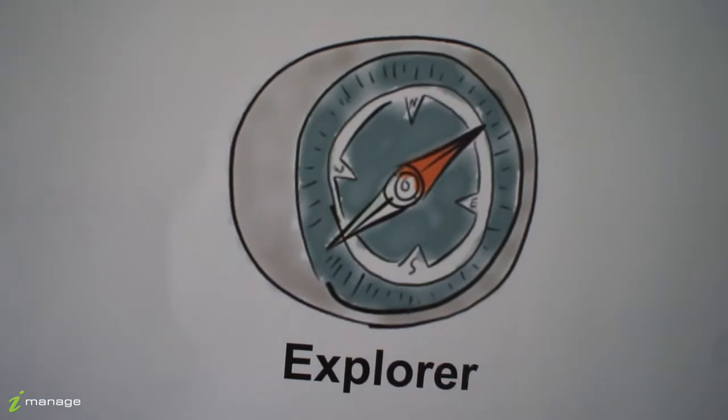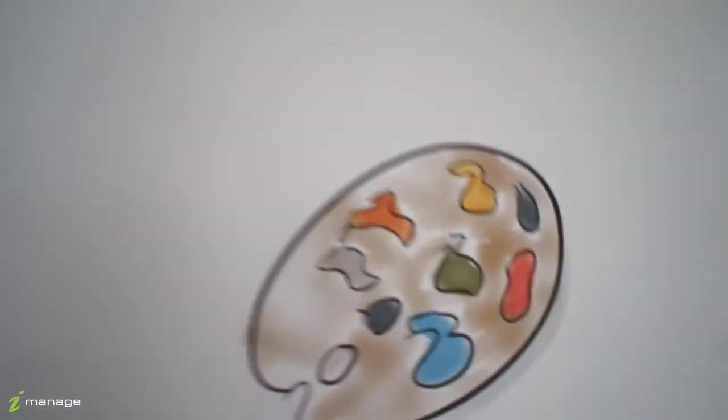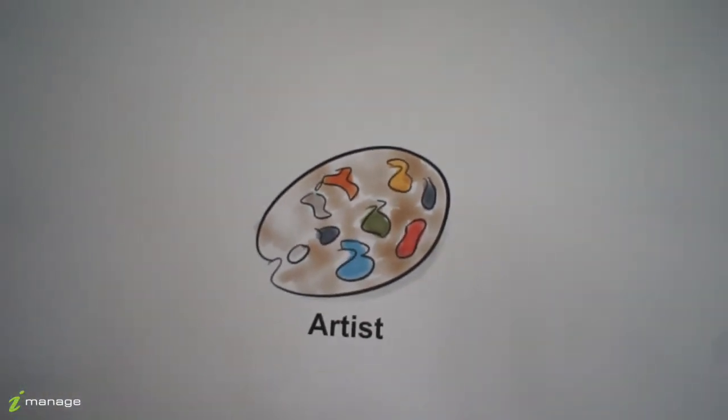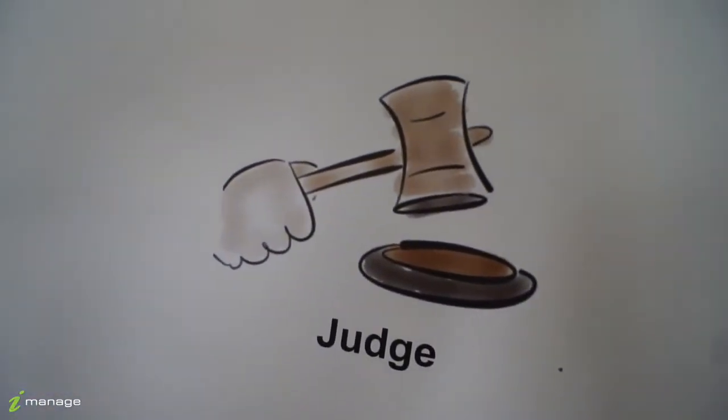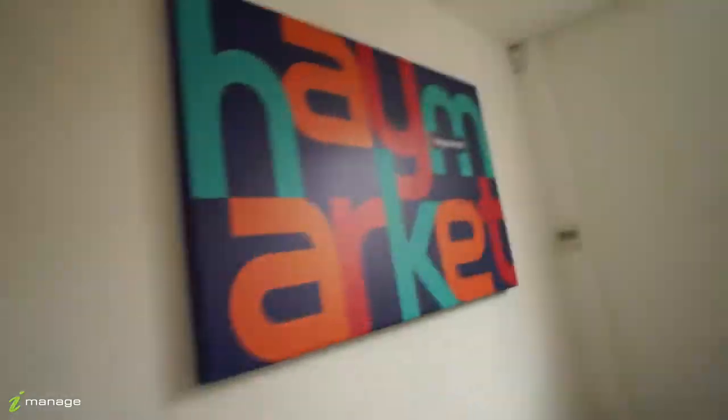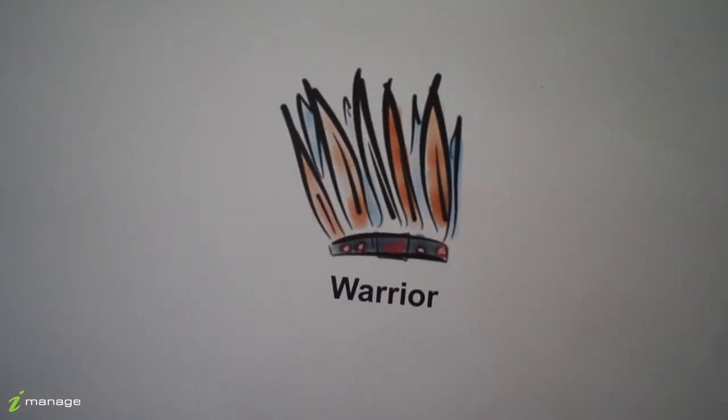So here we go. The four stages are: one is the explorer stage, the second stage is the artistic phase, and then if I come down here, we're going to have the judge phase as the third phase, and then I'm going to come all the way around here to the final stage, which is the warrior stage.